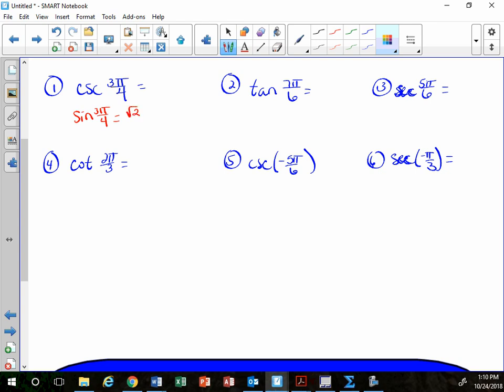You just always have so many 2's. The cosecant then is just the reciprocal of that. Okay? So it's just 2 over root 2. But if you rationalize, now we have so many 2's. 2 root 2 over 2, which is just root 2. Okay?